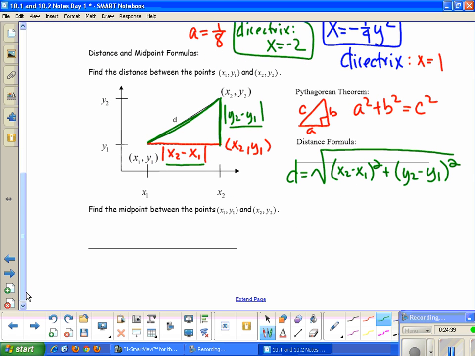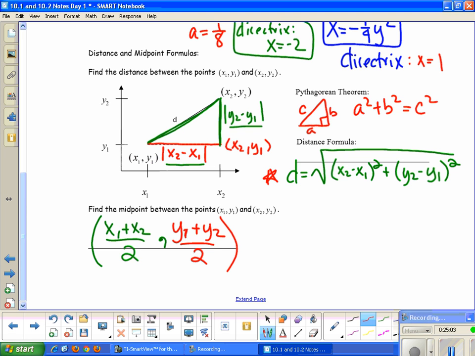We also have a midpoint formula. How do you find the midpoint of something? You take the two numbers, add them together, and divide by 2. So that would be the x-coordinate, (x1 plus x2) over 2. The y-coordinate then would be (y1 plus y2) over 2 to find the midpoint. So make sure that you know those two formulas.